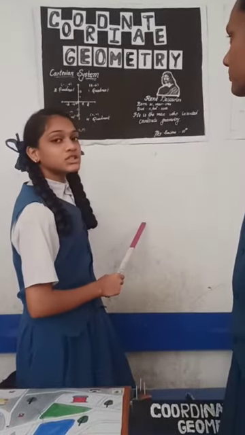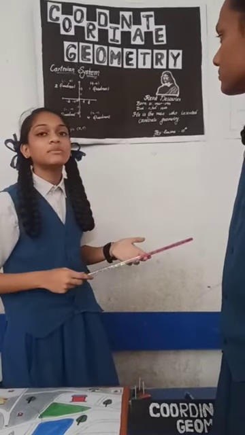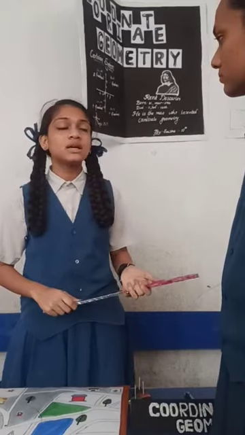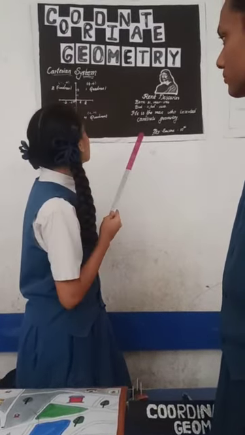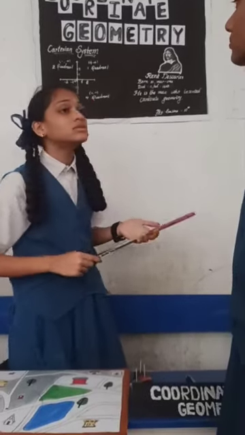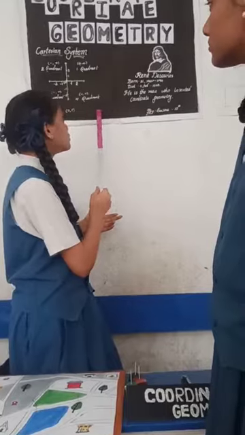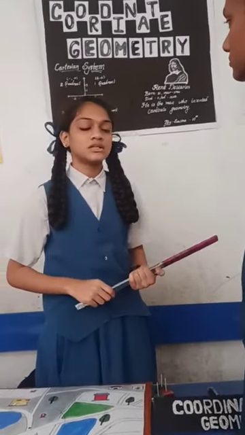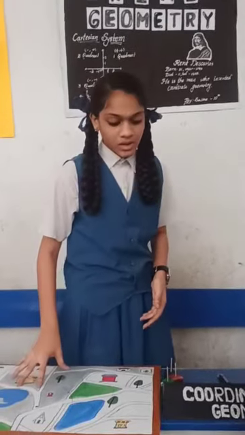By the representation in the chart, we can observe this is quadrant 1, which is represented by plus, plus. This is quadrant 2, represented by minus, plus. This is quadrant 3, represented by minus, minus. This is quadrant 4, represented by plus, minus. So this is my model regarding coordinate geometry.